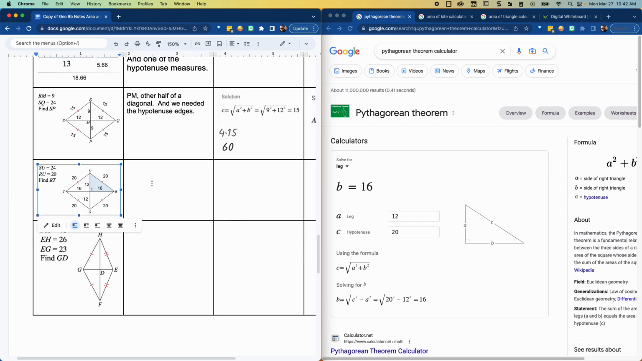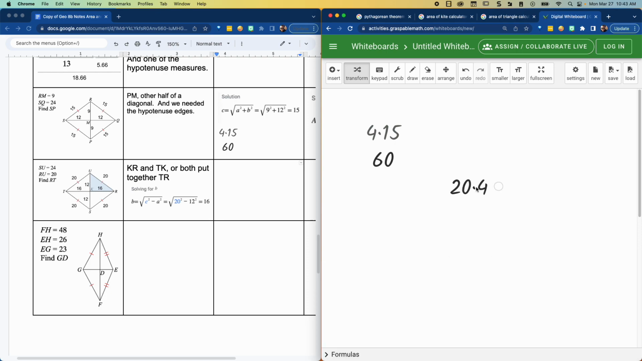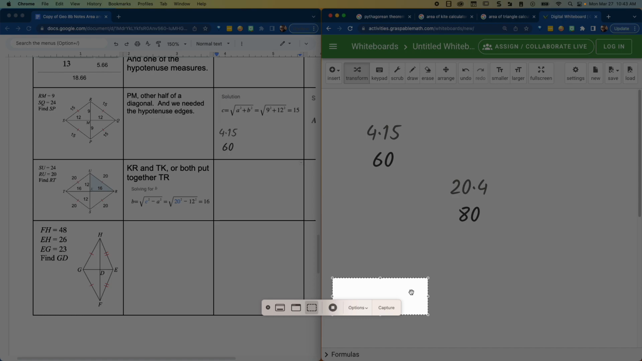So we just had a lot of stuff going on. What did we not have? We needed KR and TK, or both put together, which is TR. The way that we calculated those was with that Pythagorean theorem calculator. All right, now for the perimeter, it's just going to be 20 times 4, which again, is very easy to do as mental math, but it's always fine to double check with a digital calculator.